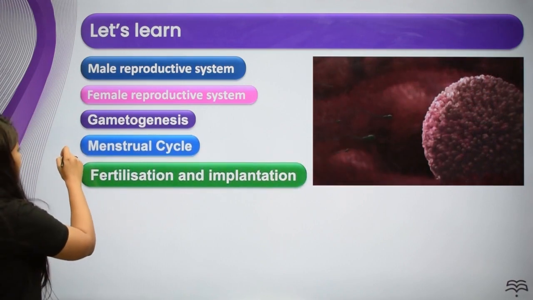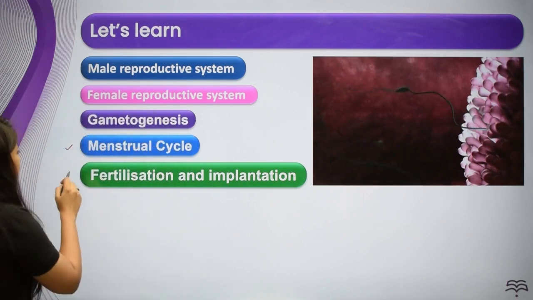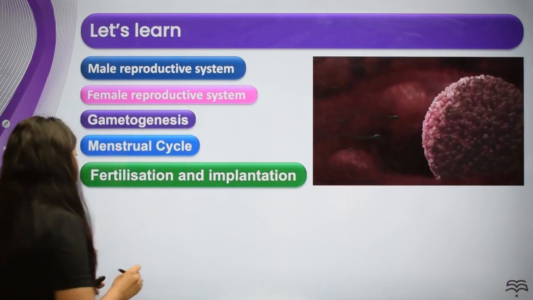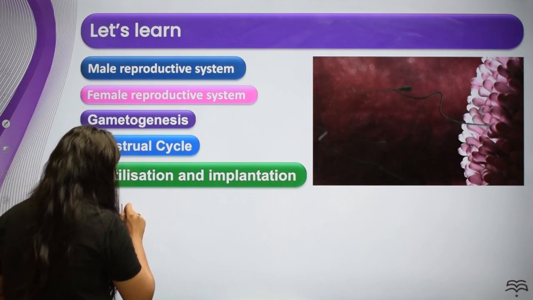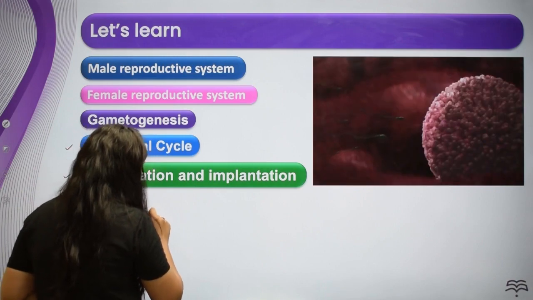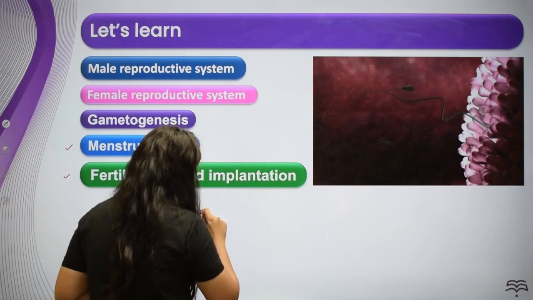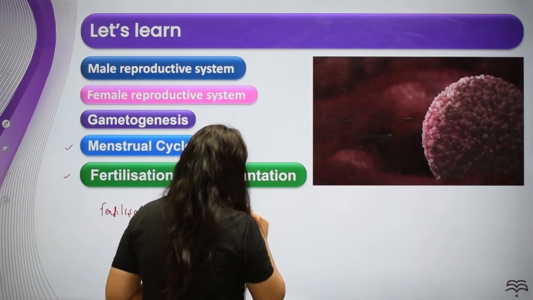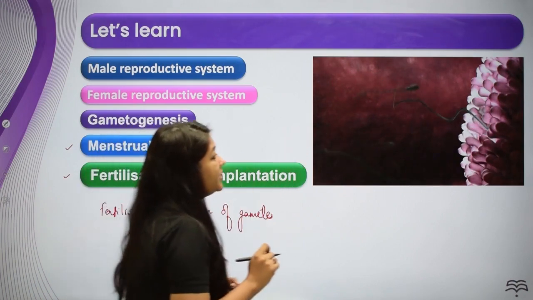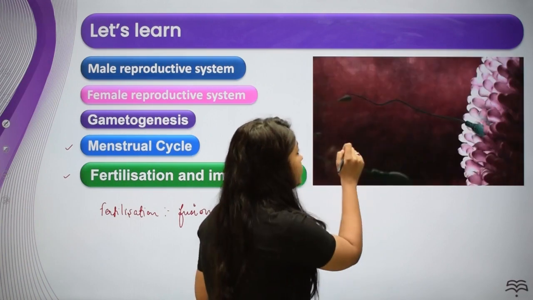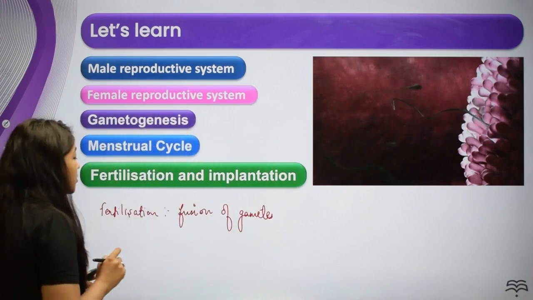Then we will be talking about the menstrual cycle, a very important event which is happening. Then fertilization and implantation. Now, what is fertilization? Again, a very simple but important definition. What is fertilization? How do we define this? It is fusion of gametes. It is nothing but fusion of gametes. Okay, here in this particular picture, you can clearly see how these green sperms are fusing with the female gamete.